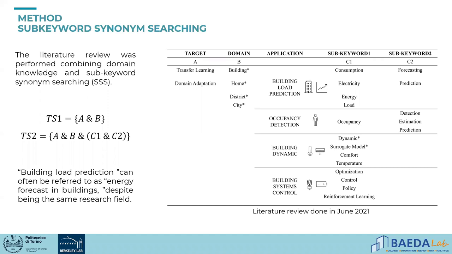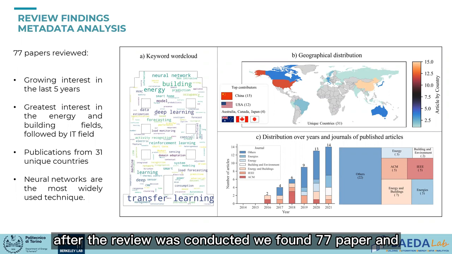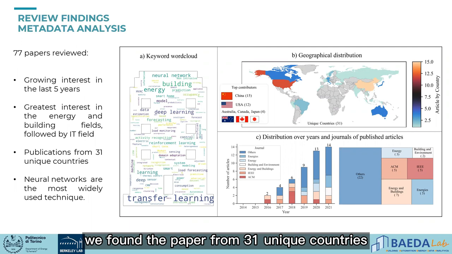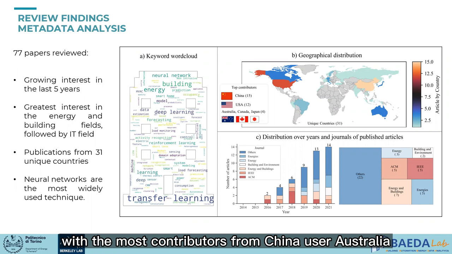After the review was conducted, we found 77 papers. And as you can see from the image in the top right, we found the papers from 31 unique countries, with the most contributors from China, USA, Australia, Canada, and Japan.